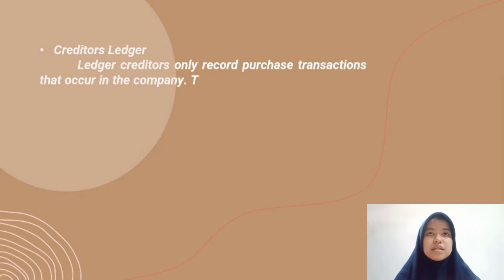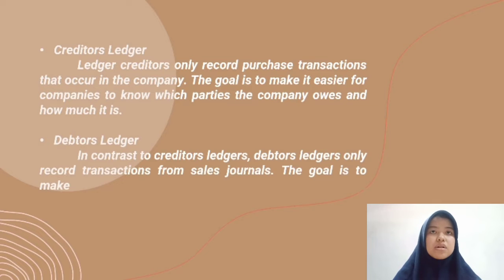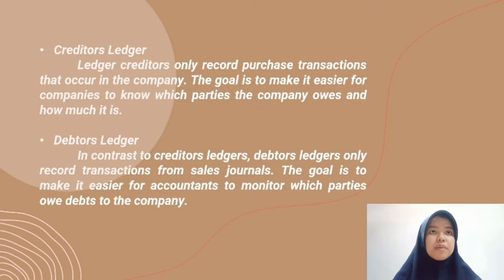The third type is creditors ledger. Creditors ledger only records purchase transactions that occur in the company. The goal is to make it easier for companies to know which parties the company owes and how much it is. And the last type is debtors ledger. In contrast to creditors ledgers, debtors ledgers only record transactions from sales journals. The goal is to make it easier for accountants to monitor which parties owe debt to the company.